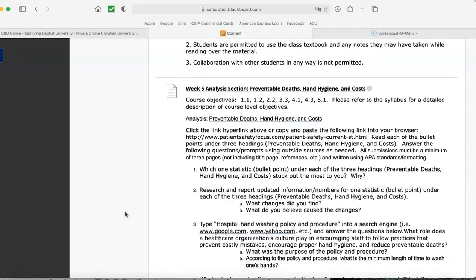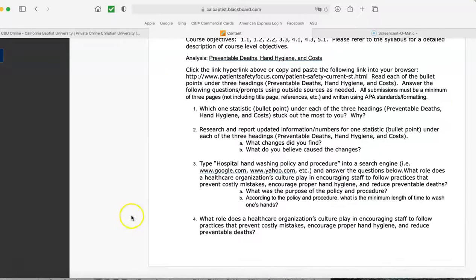What role does a healthcare organization's culture play in encouraging staff to follow practices that prevent costly mistakes, encourage proper hand hygiene, and reduce preventable deaths? What was the purpose of the policy and procedure? And according to the policy and procedure, what is the minimum length of time to wash one's hands? And lastly, what role does a healthcare organization's culture play in encouraging staff to follow practices that prevent costly mistakes, encourage proper hand hygiene, and reduce preventable deaths?